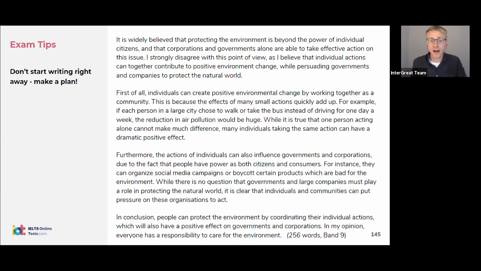Also, you shouldn't waste time in the test counting your words. You can use the official IELTS answer paper, write practice tasks, and count how many lines it takes you to write 250 words. Then in the test, you'll know, okay, I need to write 12 lines, I need to write 15 lines like this.